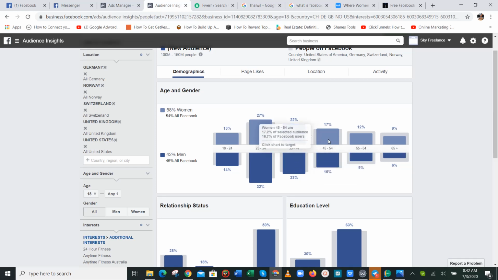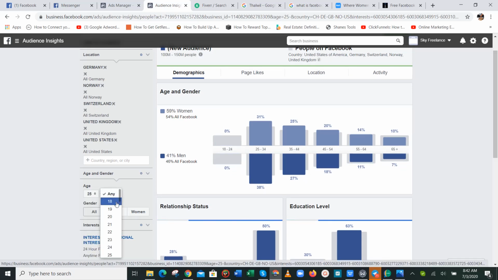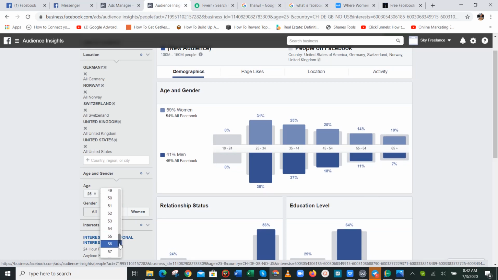17% are the women who are looking for the product, for the interest we are selling, which is fitness product, between the ages of 45 to 54. They have 45%. Now, you can see that it is between the ages of 25 to 54 that we have the highest percentage of people. So we have to choose the age now from 25 to 54, so that you can be able to target the best audience.